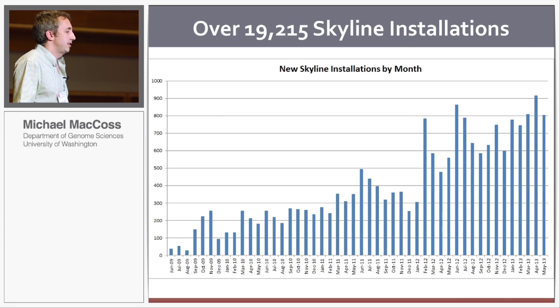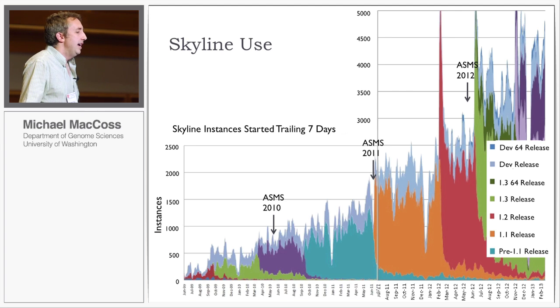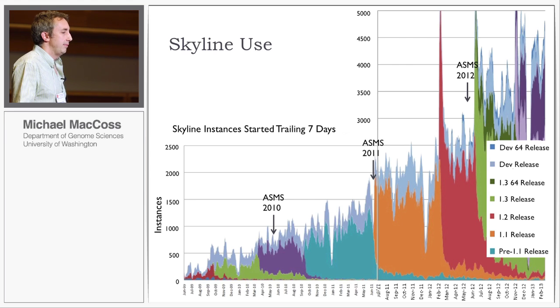Just to give you a sense, the growth has been huge. We first released it in June of 2009, and we're now getting about 800 installations per month. And just to show you that it's not just installations, this tells you how many times it gets booted up every week. We're now getting booted up about 4,000 times a week. There's also a lot of other interesting things that come out of this. You learn that there are not many people doing mass spectrometry during ASMS because there are these dips. But also, during the holidays, it really seems like nobody's doing mass spectrometry either.